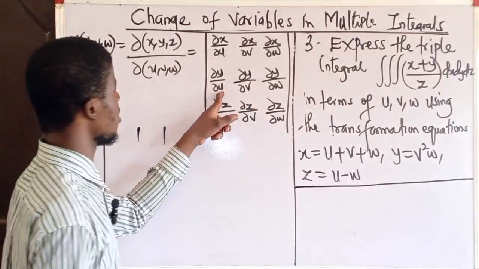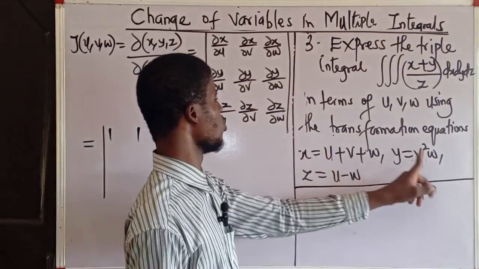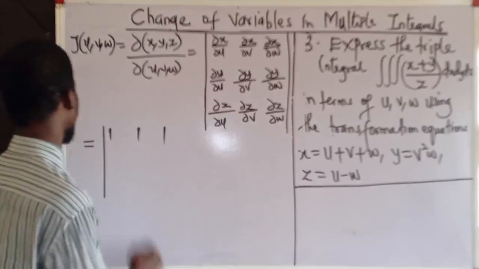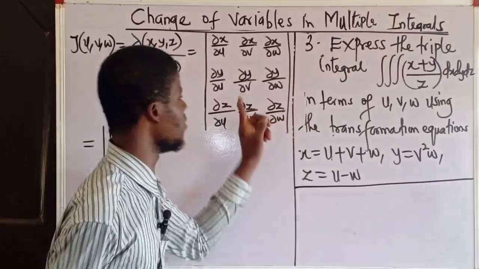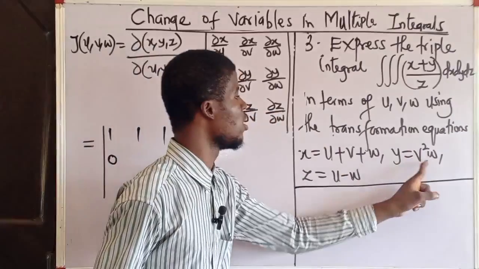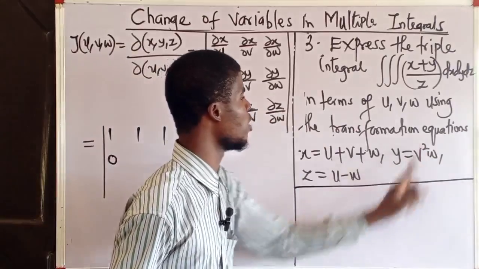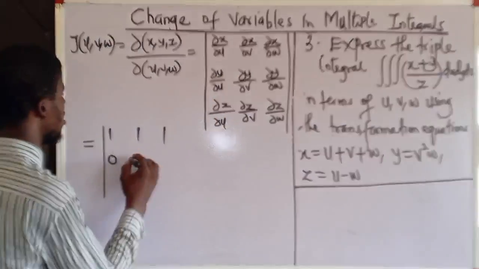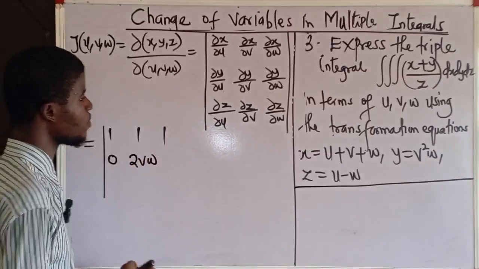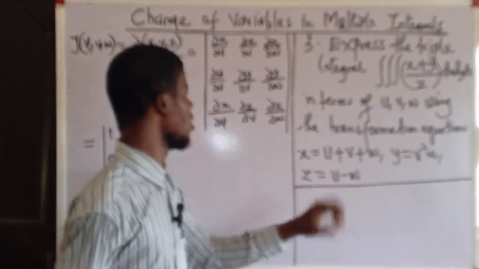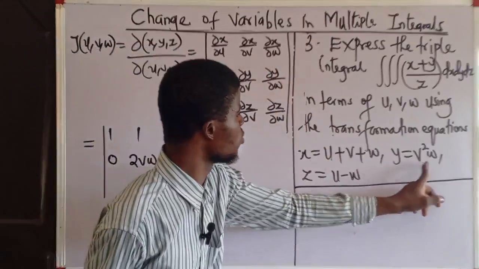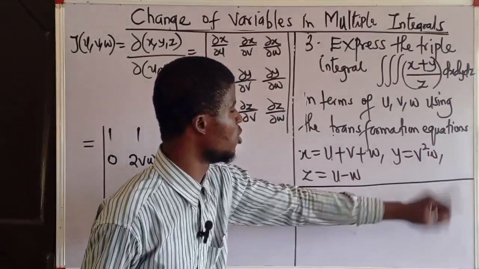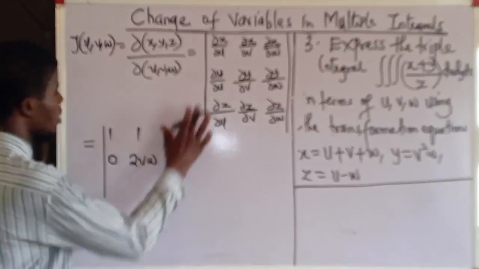Then, for partial y, partial u, there is no u here, and that gives a derivative of 0. For partial y, partial v, we take w as a constant. That means we now differentiate v squared with respect to v, and that's 2vw. Then, differentiate y with respect to w. We take v squared as a constant, differentiate w to get 1. So 1 times v squared is v squared.